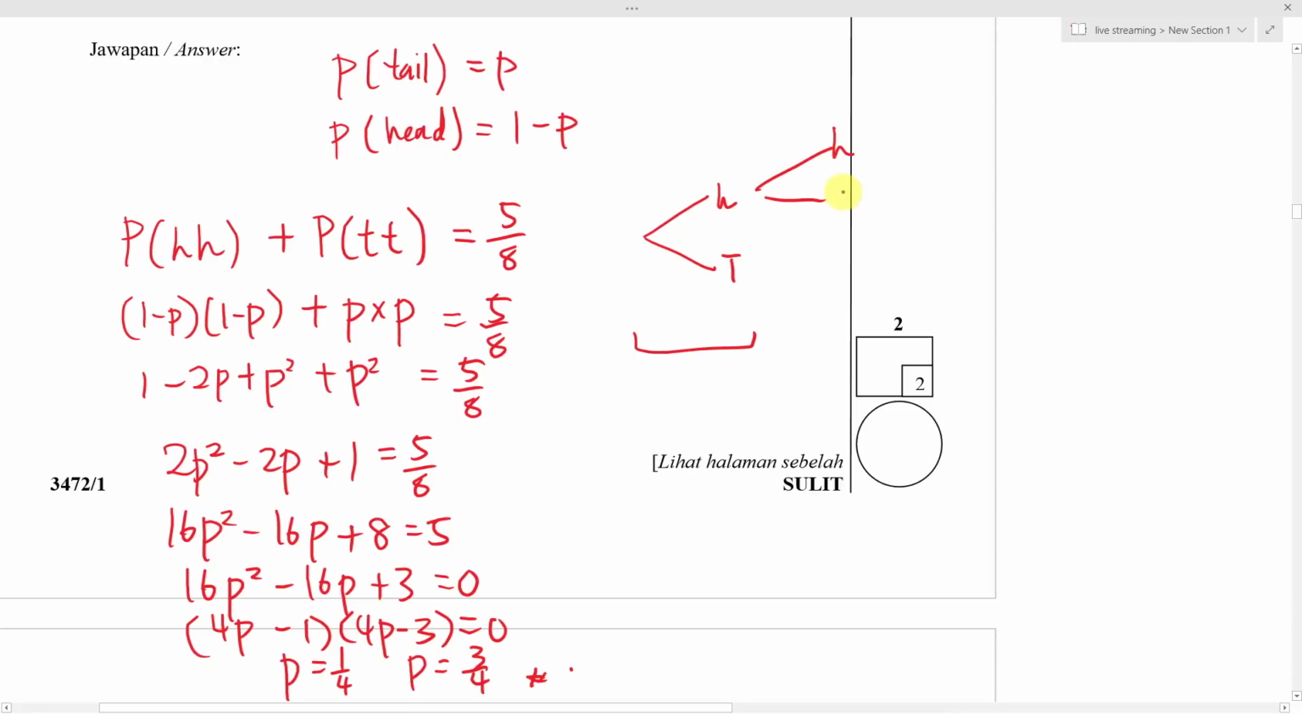Then you get head, tail, and head, tail as well. So getting head over here is 1 minus p. Tail is p. This is 1 minus p, p, 1 minus p, and p.